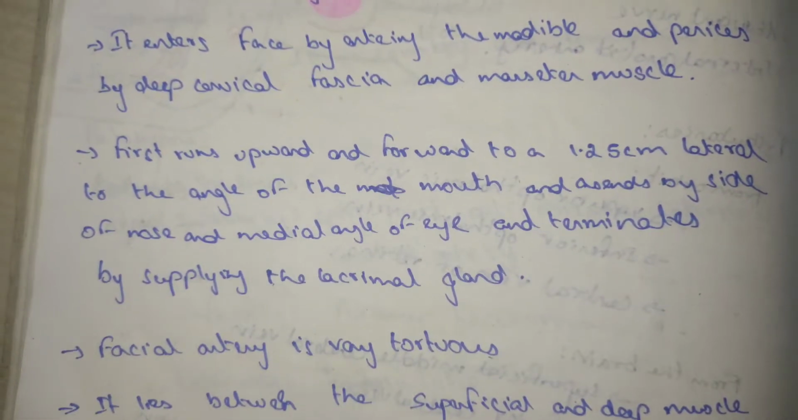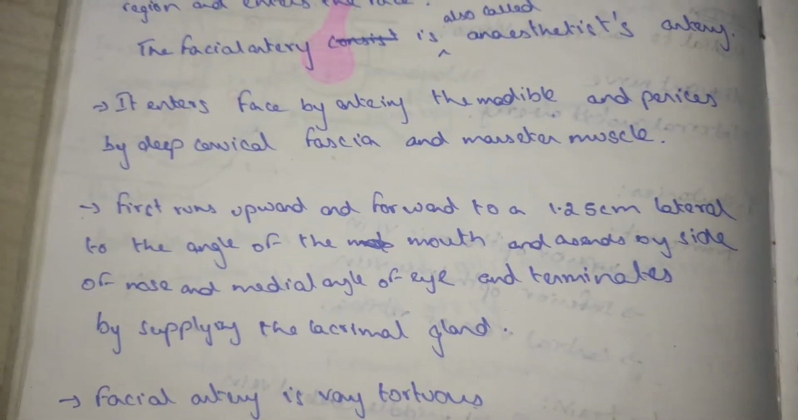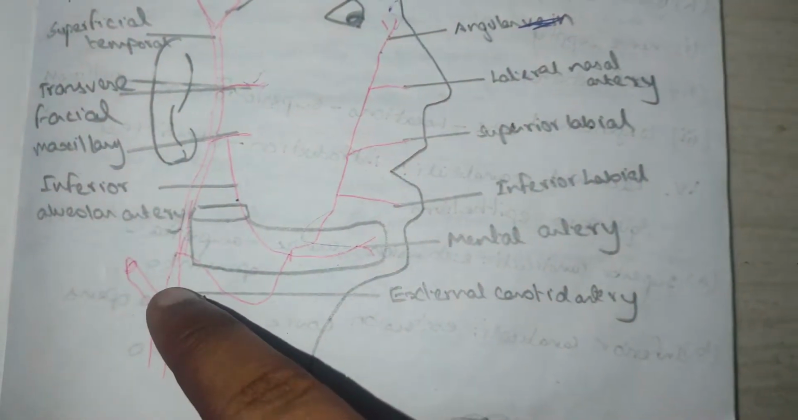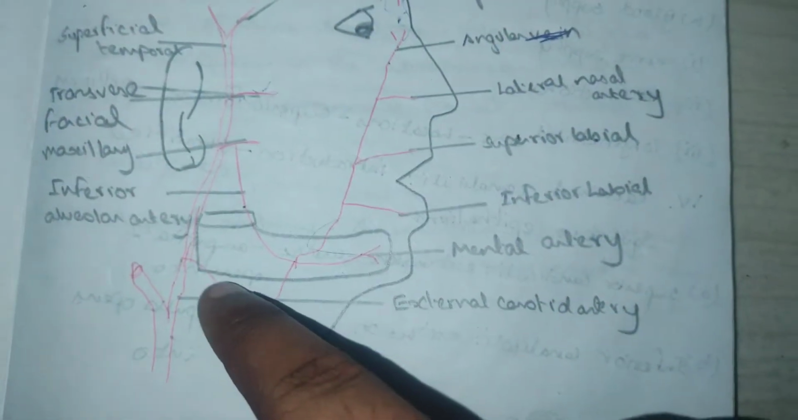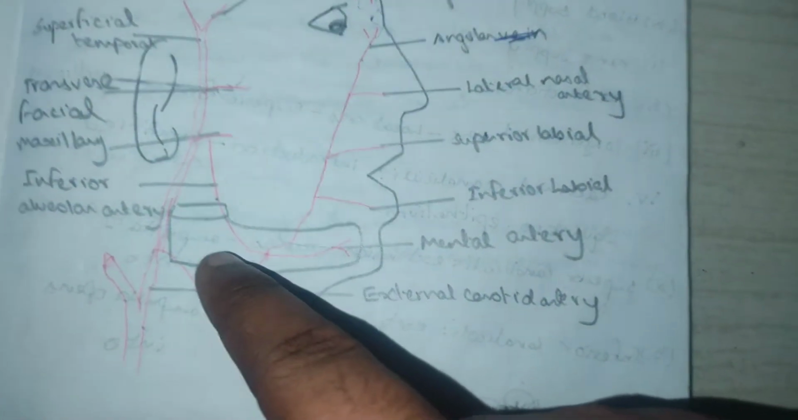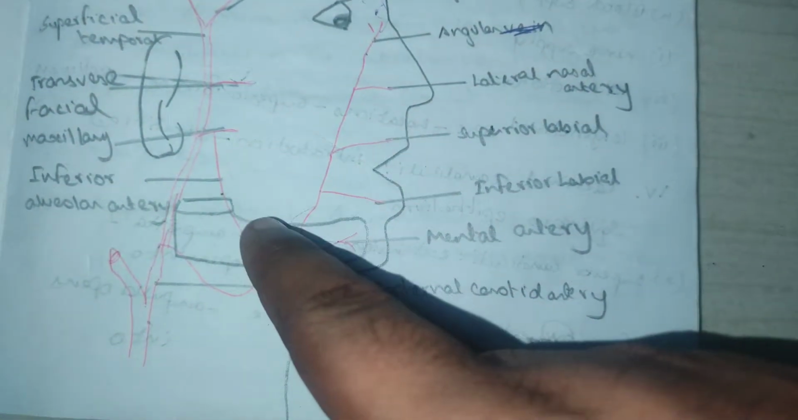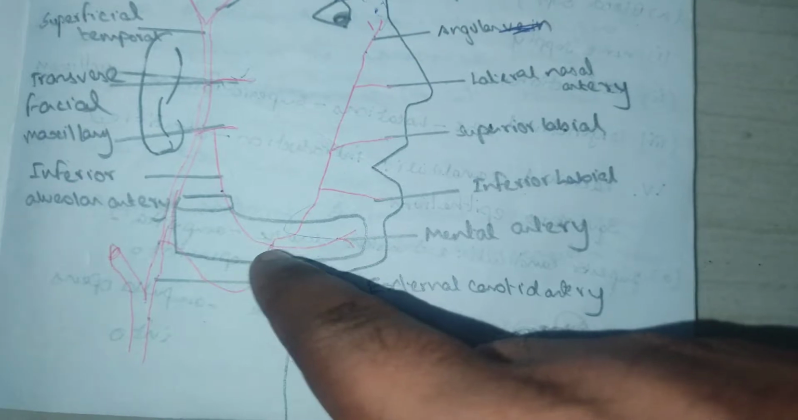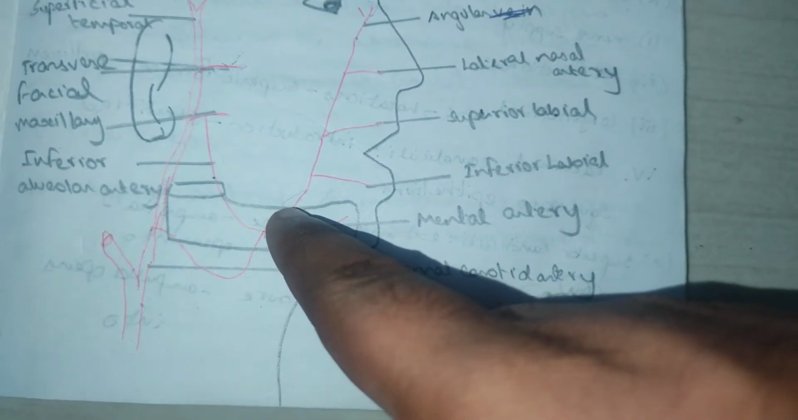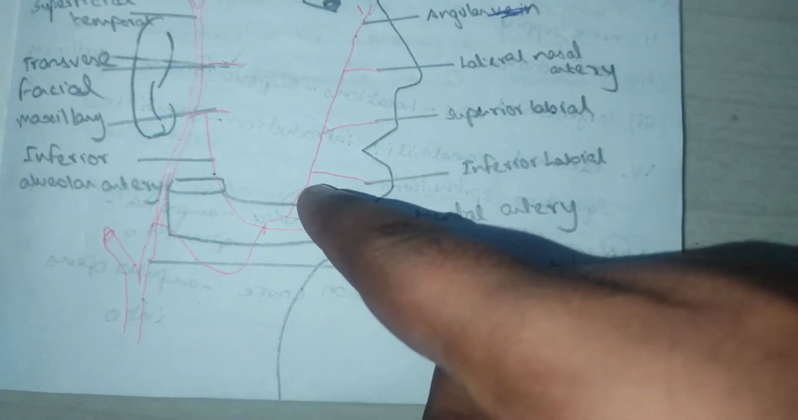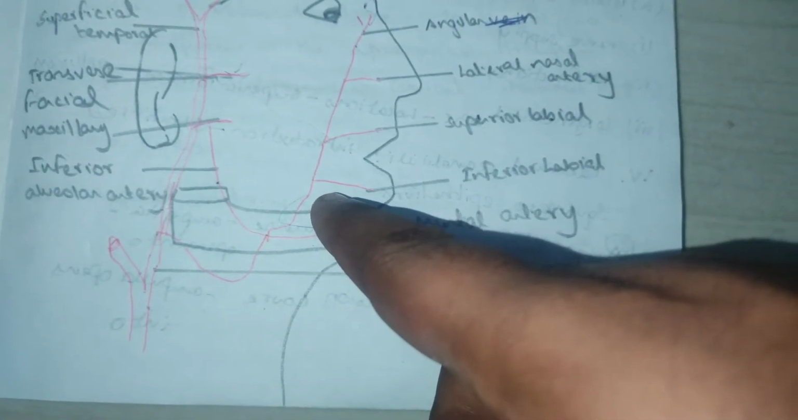Now I will show the image for better understanding how it enters and how it leaves. This is the external carotid artery. The facial artery is a branch of external carotid artery which supplies the face. First it enters into the mandible as well as supplies the submandibular region. Here is the submandibular region, and it enters above and to the angle of the mouth.